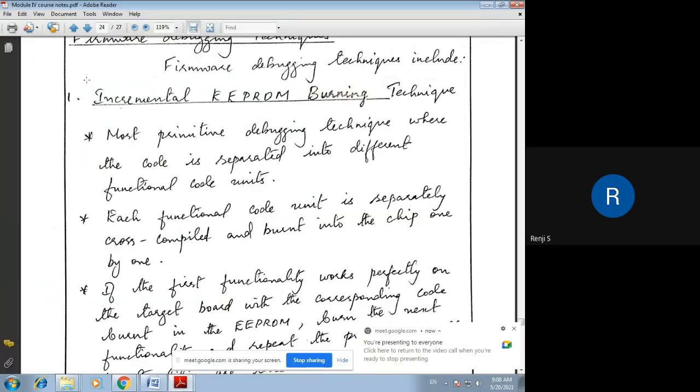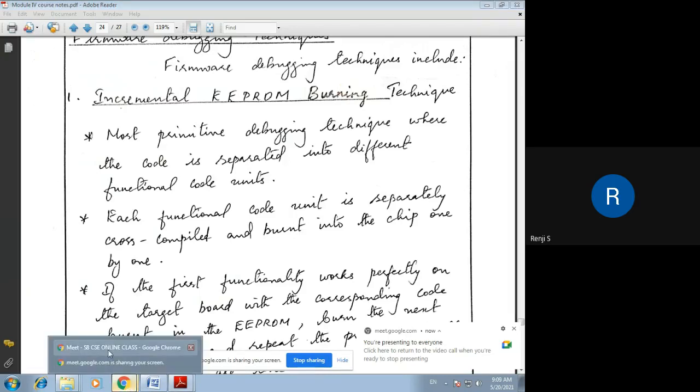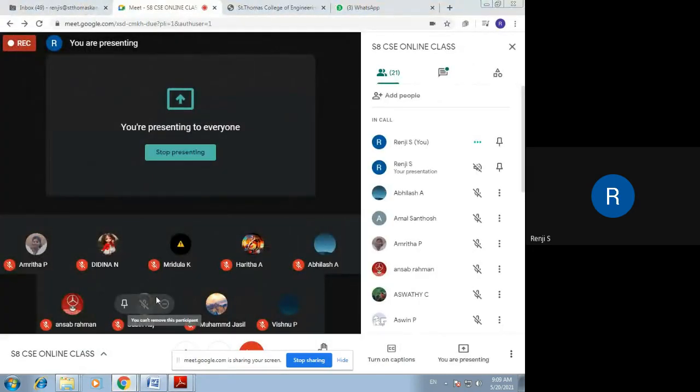See, the first technique, I think in the initial class I told you to write down the main points, isn't it? And nobody is writing anything.